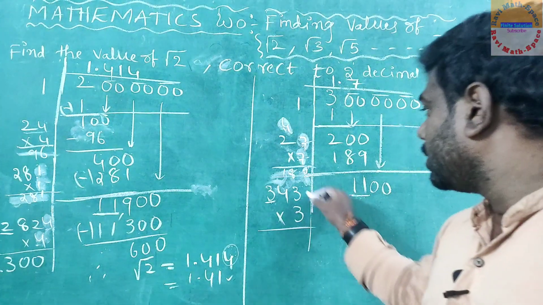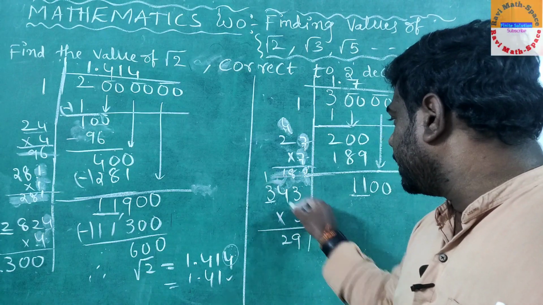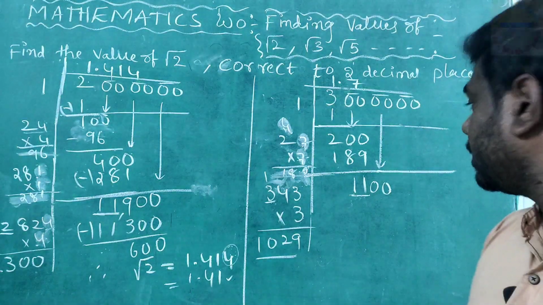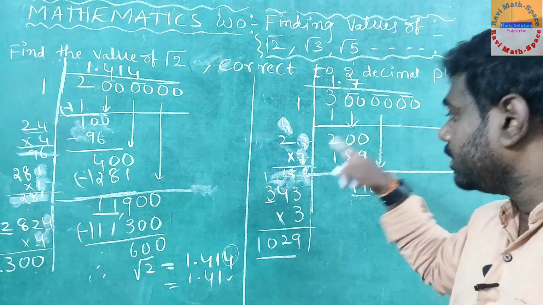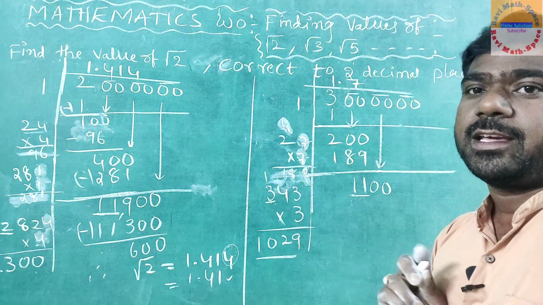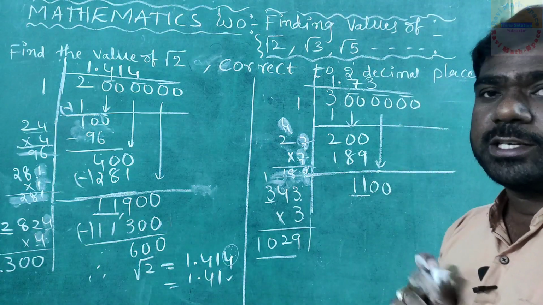So now multiply. 3 3s are 9. 3 4s are 12. Again 3 3s are 9. So 10, so 1029. So 1029 is the nearest to 1100. So 3 square is suitable here. Like this we can take also. So 3 we have to keep in the quotient.